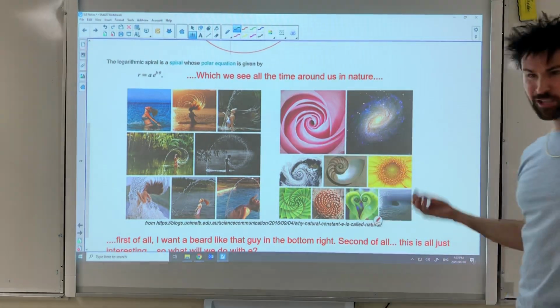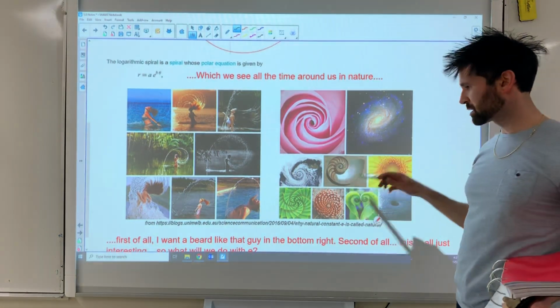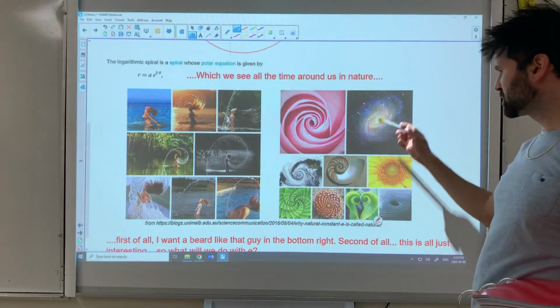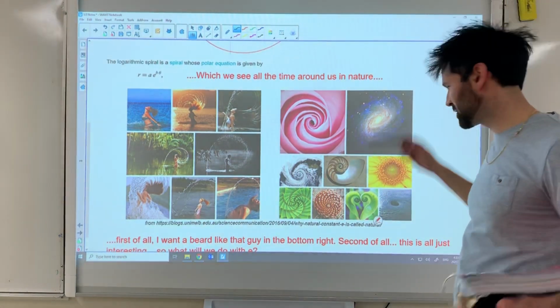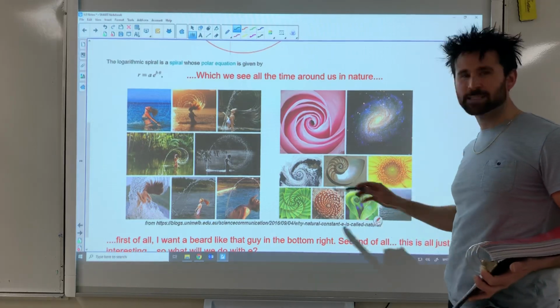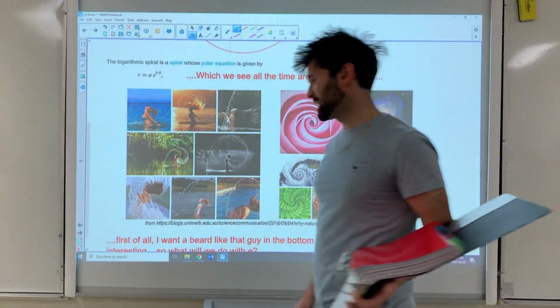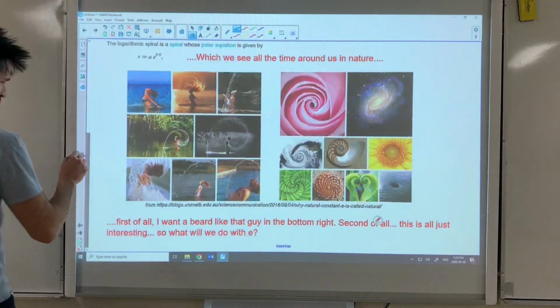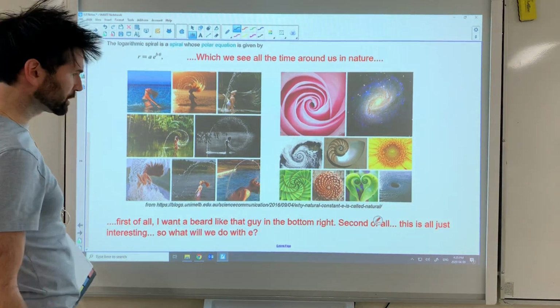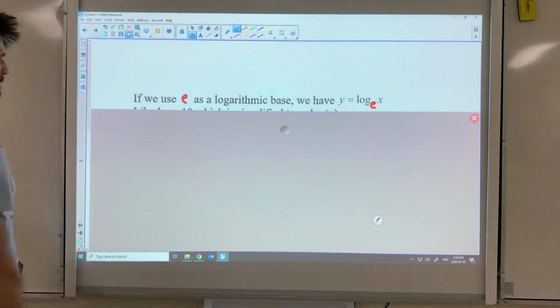And then here's a bunch of pictures of nature that all have that logarithmic spiral. Shells, universes, or cosmos, I don't know, I'm probably using all the wrong words, but we see it all over the place. And the answer is we don't really know why, okay? We don't know why, but there it is. A little bit of mystery for you.